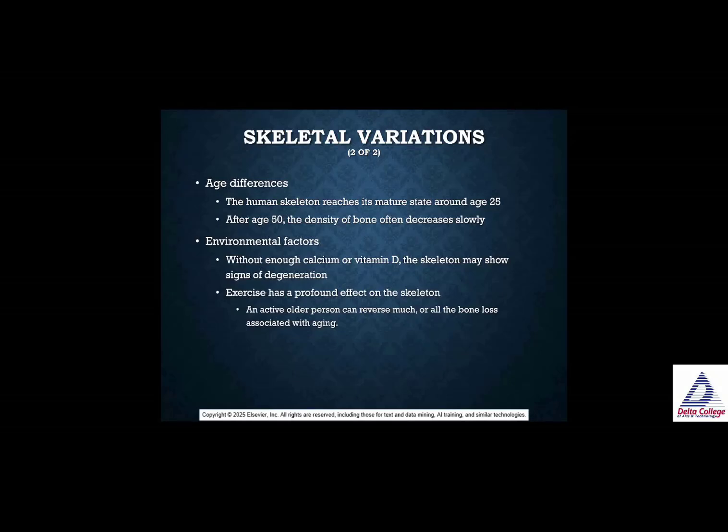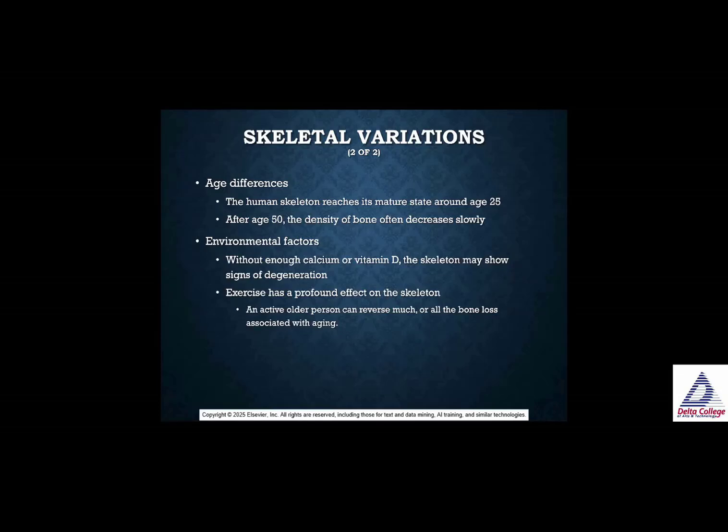Other skeletal variations is age. The human skeleton reaches its mature state around age 25. After age 50, however, the density or the compactness of the bone will start to decrease slowly. We also have environmental factors, such as if you don't have enough calcium or vitamin D, the skeleton may show signs of degeneration. And we call this osteoporosis. We'll talk about it more in the future.